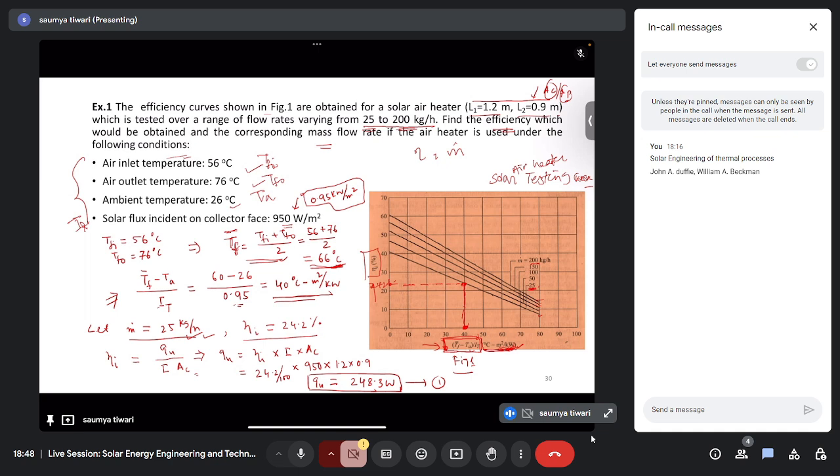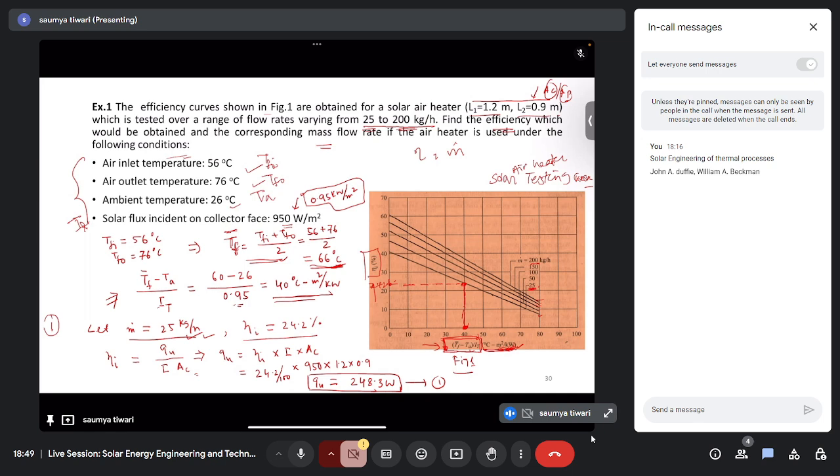So what we are trying to do here is, for this efficiency we will back calculate the mass flow rate value and see whether the mass flow rate that we have assumed and what we are getting is matching or not. If it is not matching, then this is not the condition given in the question. So we have to do the hit and trial method again for another mass flow rate value. So that is the basic approach for this particular question. Say we have assumed for the first hit and trial 25 kg per hour.